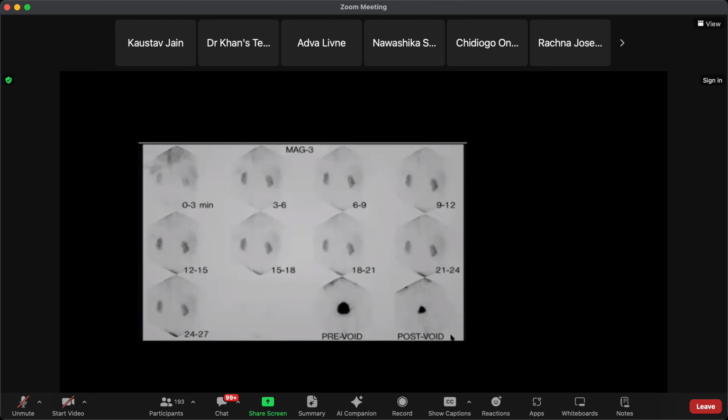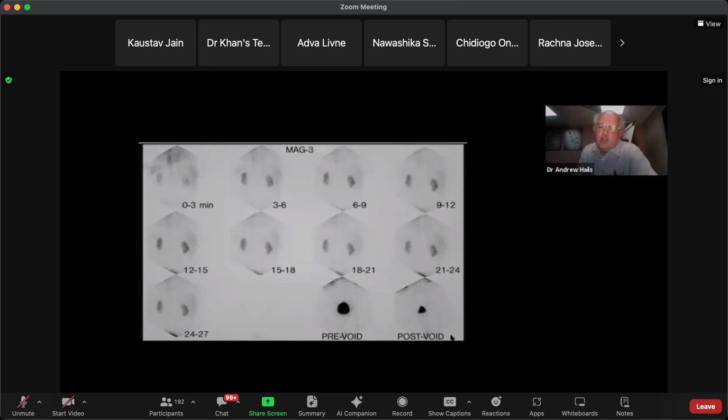So I can see faint tracer uptake bilaterally, which appears fairly symmetrical, but it doesn't really change very much. And I think in the pre and post void images, there's some urine left in the bladder. So could it be? I suppose I'd expect the kidney to take up more contrast. So is it chronic kidney disease, maybe secondary to obstruction, bladder outlet obstruction?